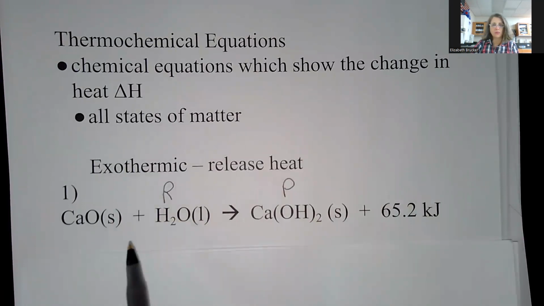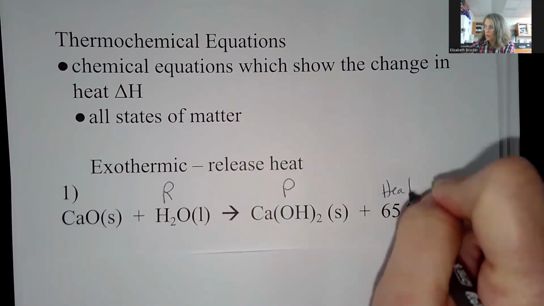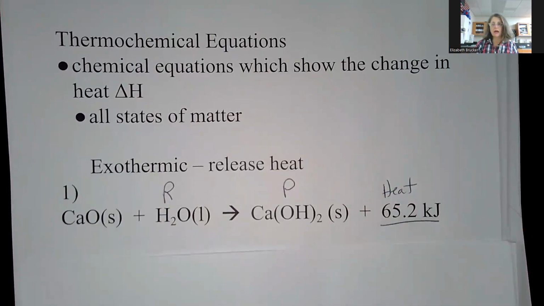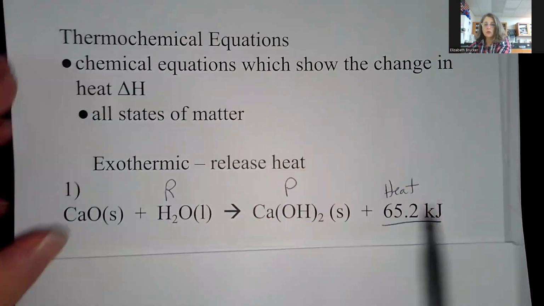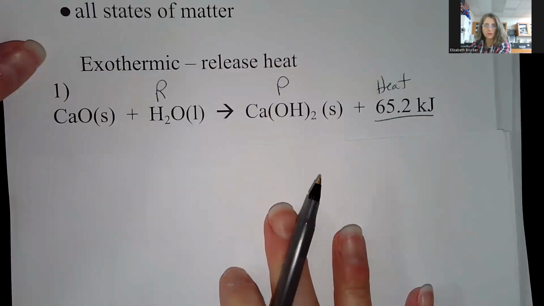So if we take this example of calcium oxide and water, which produces calcium hydroxide, this is my heat. Heat is in joules or kilojoules. If the heat is written on the right-hand side of the arrow, we are assuming that that is an exothermic process. Going from the reactants to the products, that is how much heat is released, so you do consider it as a positive number because it is a product in the reaction.